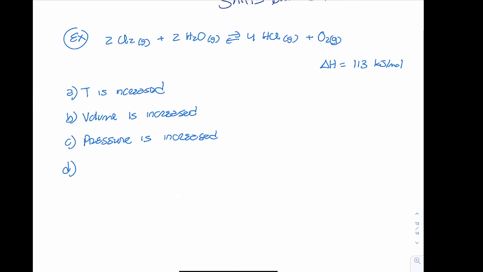D, hydrogen chloride is added. I have a lot of them, I think I said that. E, catalyst is added. Oh, we haven't talked about catalyst yet. We will. Sorry, I missed that.